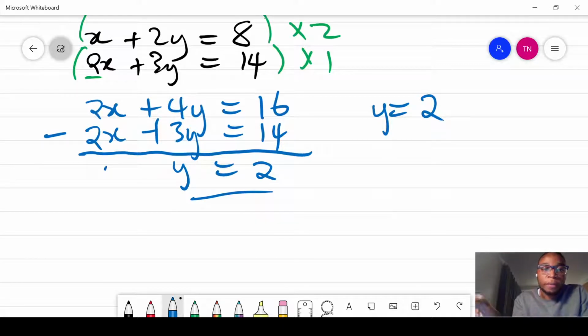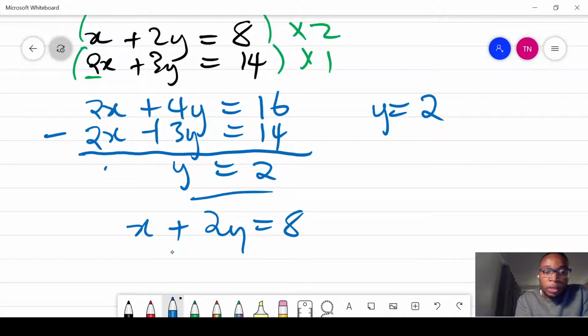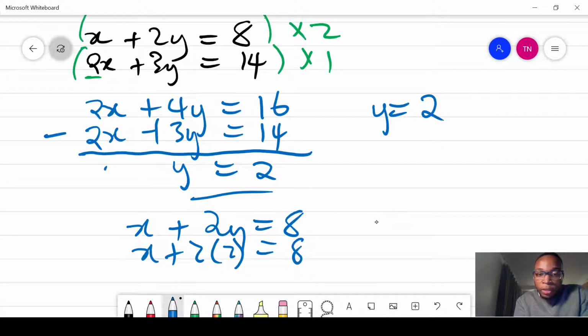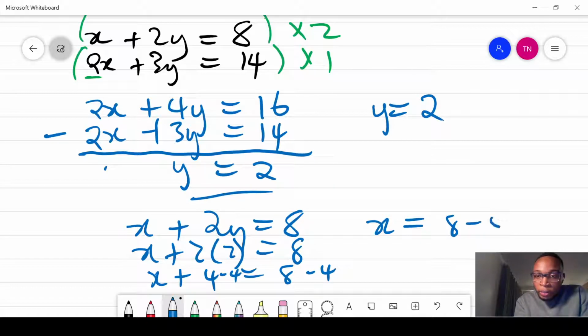So let's choose equation number 1. x plus 2y equals 8. So x plus 2 times 2, since y is 2 here, equals 8. So what you get is x equals 8, then you subtract 4 on both sides. So x equals 8 minus 4, and x is just 4.